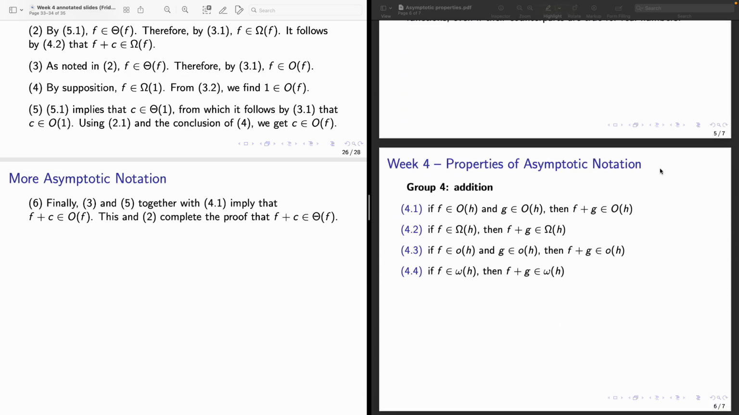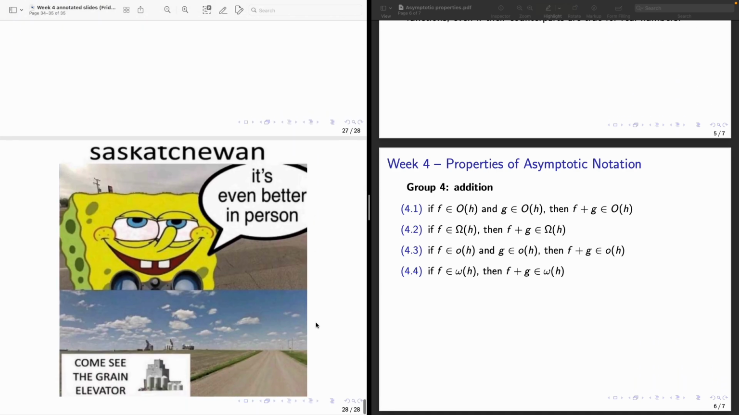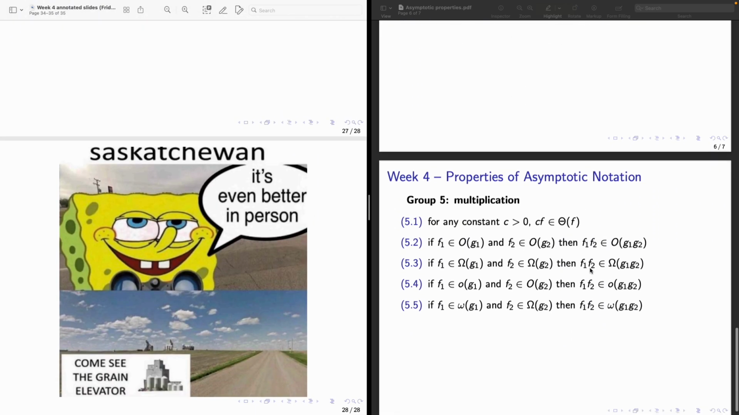Wow, now we get to use the sum rule. We know that f is in O of f and c is in O of f, so f plus c is in O of f. So we just found that it's in big O of f here, and we found that it's in big omega of f here. So we can conclude that f plus c is in big theta of f. And we're in Saskatchewan. We're done. Phew.